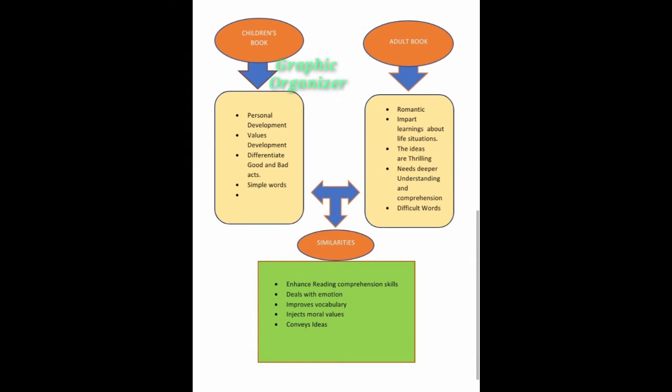Take a look at this graphic organizer. It shows the comparison and similarities of children's books and adult's books. Under children's books, it is written there: personal development, values development, and moral development. Differentiate good and bad doings and simple words.